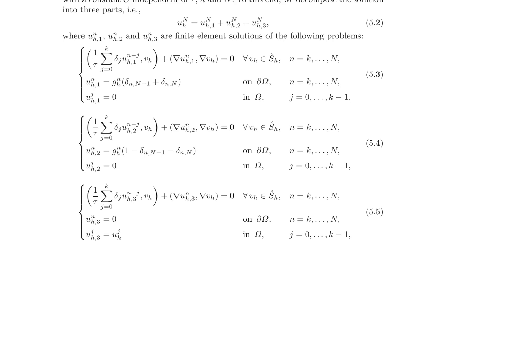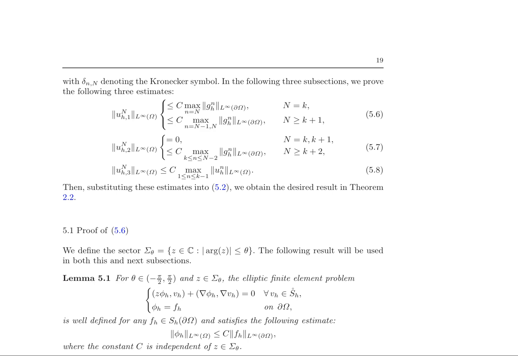For all n greater than or equal to k, with a constant c independent of tau, h, and n. The proof of Theorem 2.2 relies on three crucial estimates, 5.6, 5.7, and 5.8, which involve the L-infinity norm of the finite element solution phi h and its derivatives. These estimates are expressed in terms of the L-infinity norm of the boundary data fh and its derivatives.